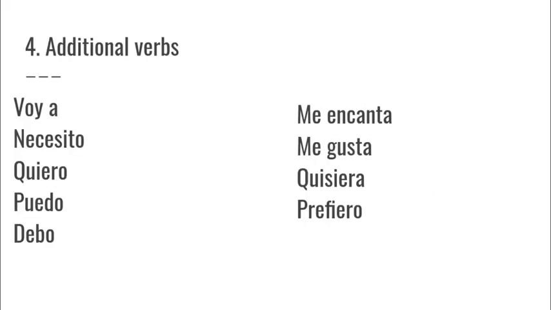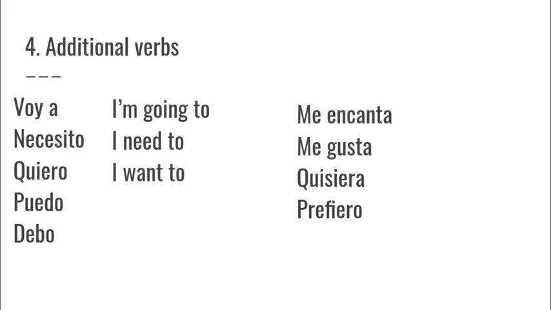So here are some of the additional verbs that we've learned so far. They're all in the yo form. So we have voy a, I'm going to, necesito, I need to, quiero, I want to, puedo, like puedo ir al baño, I can. Debo, I should. We learned this a lot in the tú form, like tú debes comer verduras or tú debes comer frutas.